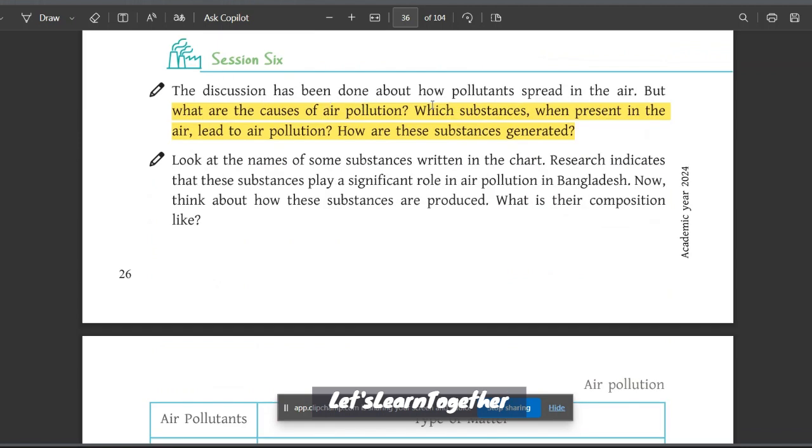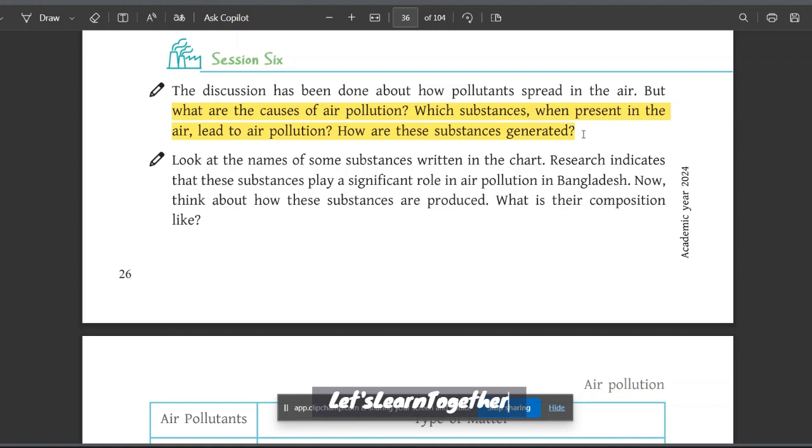The discussion has been done about how pollutants spread in the air. But what are the causes of air pollution? Which substances, when present in the air, lead to air pollution? How are these substances generated? From doing the other activities or by reading the investigative study book, we have probably understood how pollutants spread in the air. We know that pollutants, or any sort of gaseous particles or particles of other states of matter, are spread in the air in which ways? Through diffusion or effusion, right?